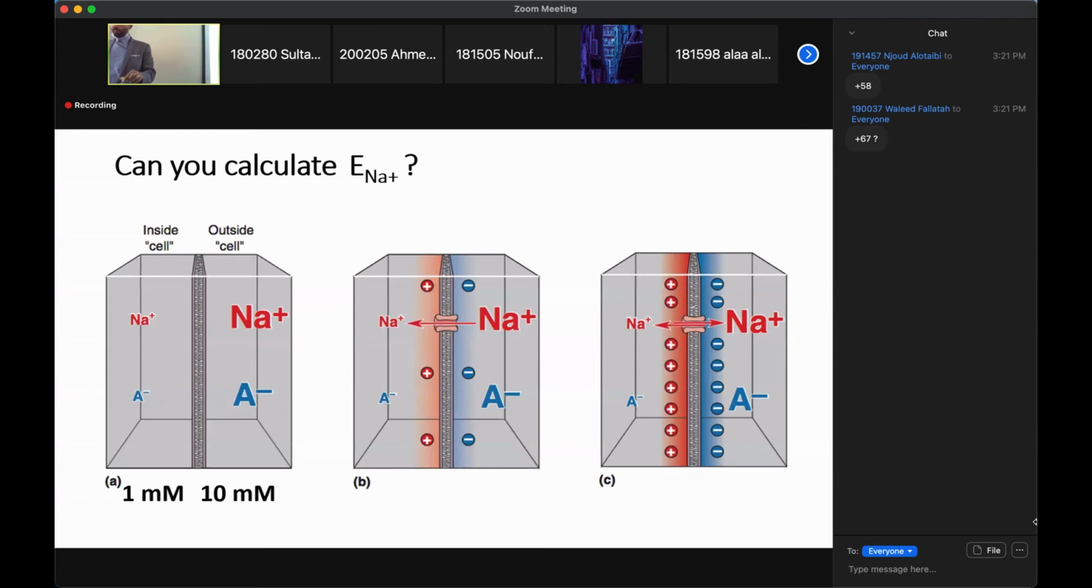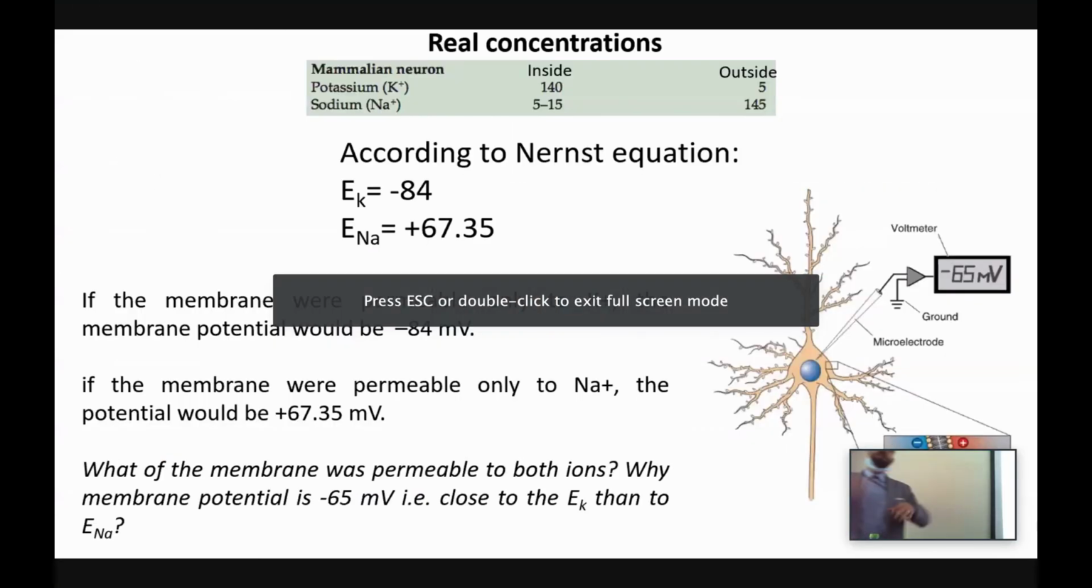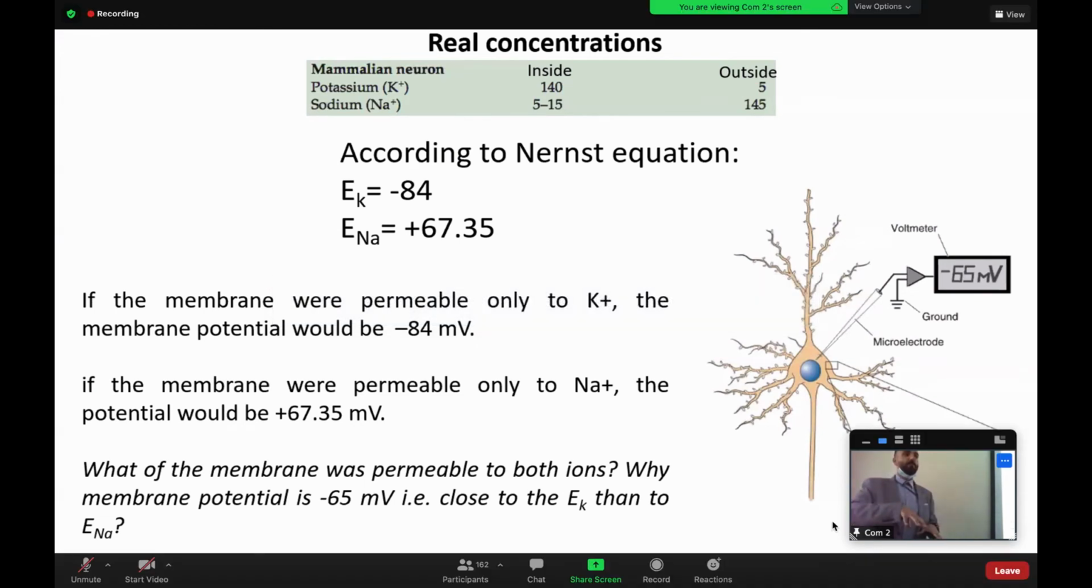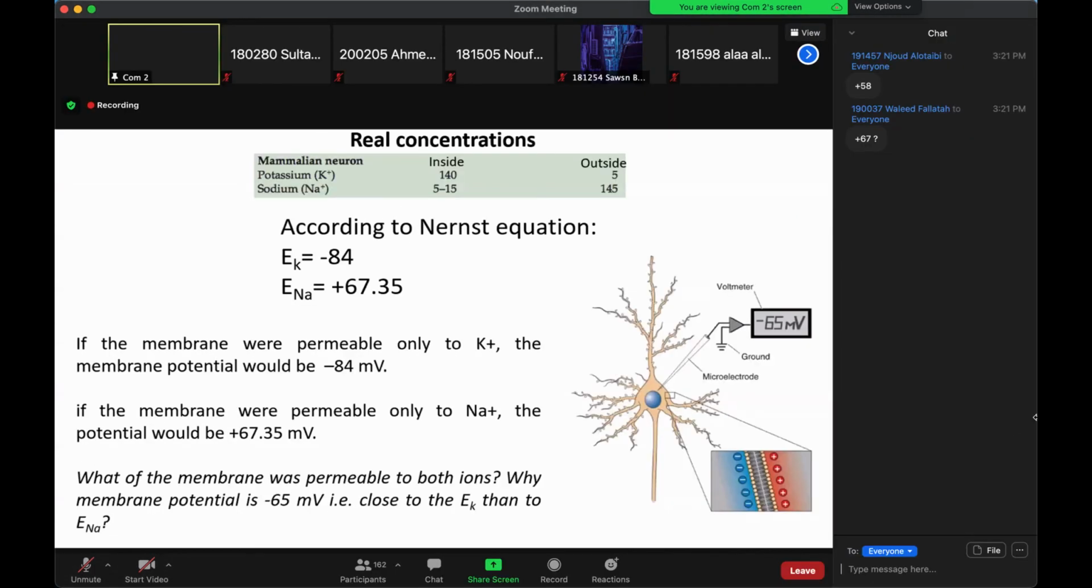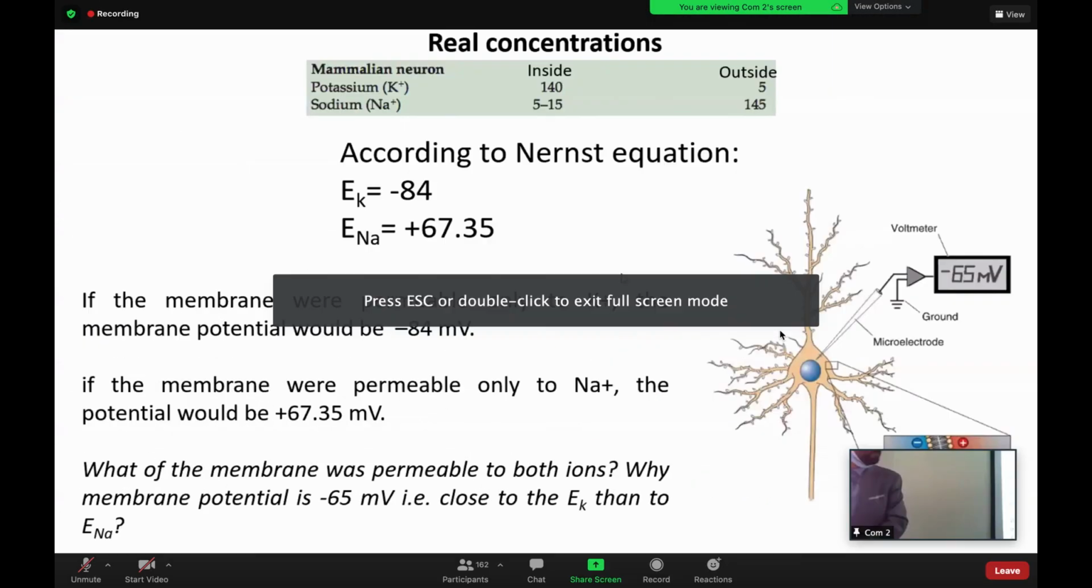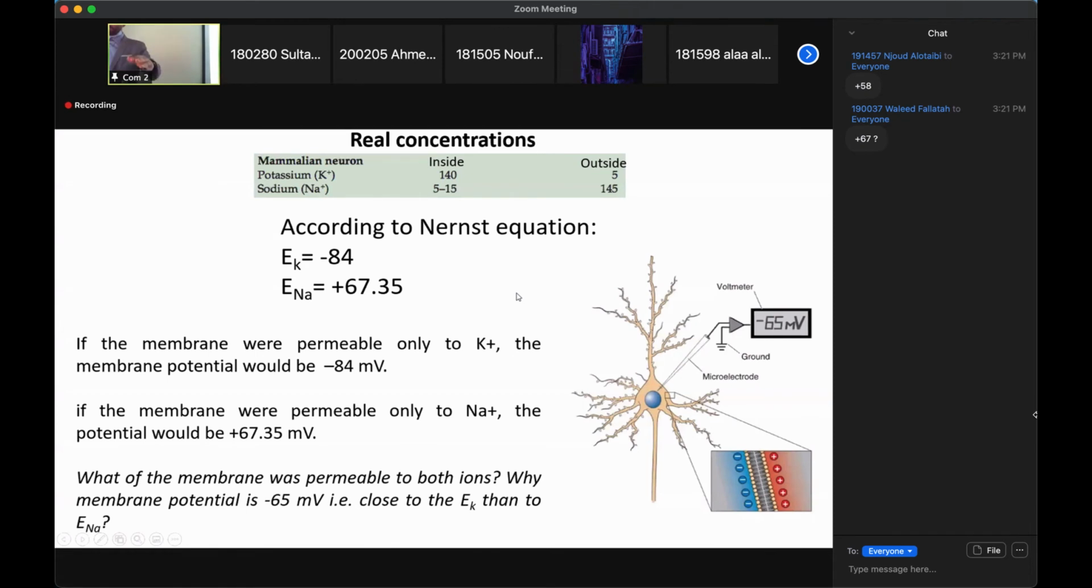Okay. Now, how is this related to the resting membrane potential? So now we know how we calculate the equilibrium potential for specific ions like potassium and sodium. And so let's take real concentrations. So here we have the real concentrations. When we calculate the Nernst equation, what we will get is that the equilibrium potential for potassium would be around negative 84 millivolts, and for sodium, it would be equal to positive 67 or so, okay?